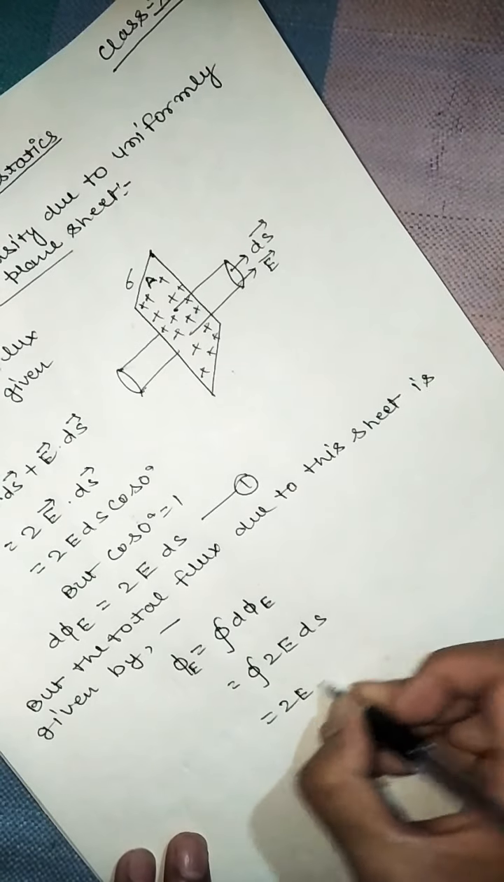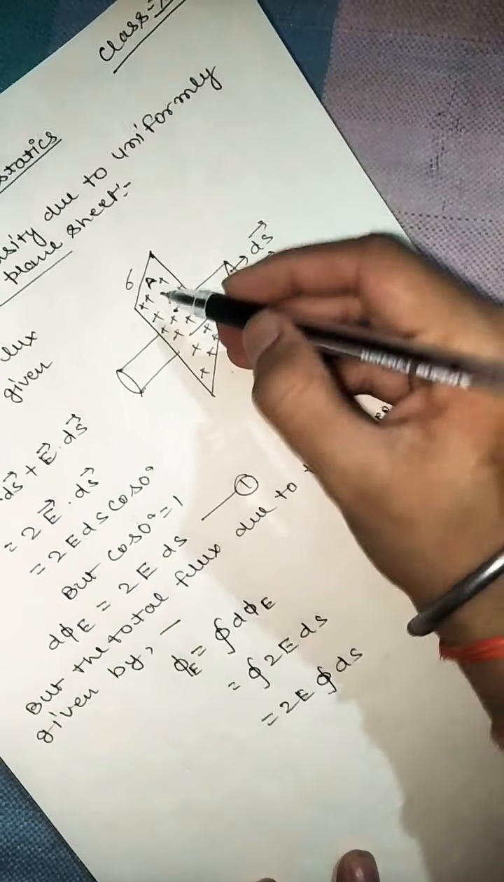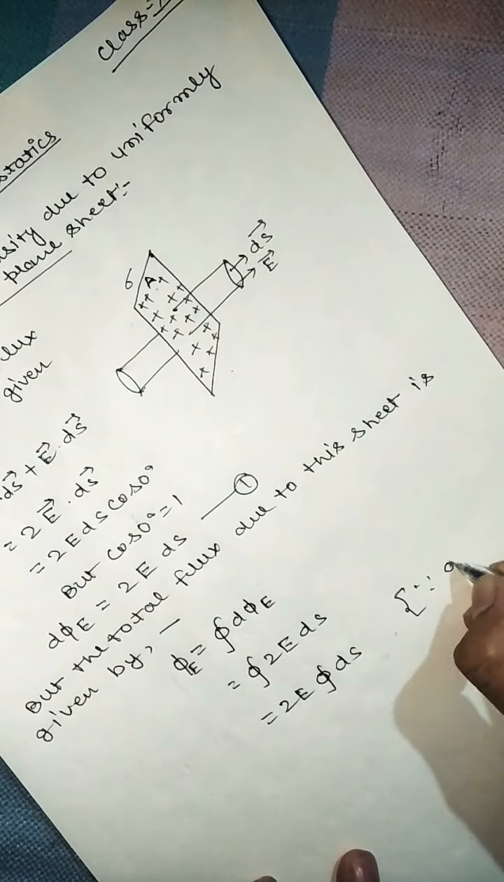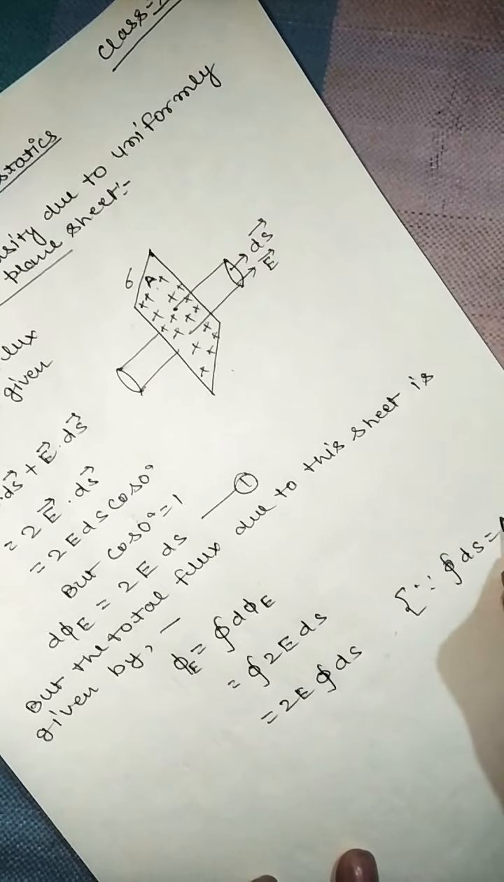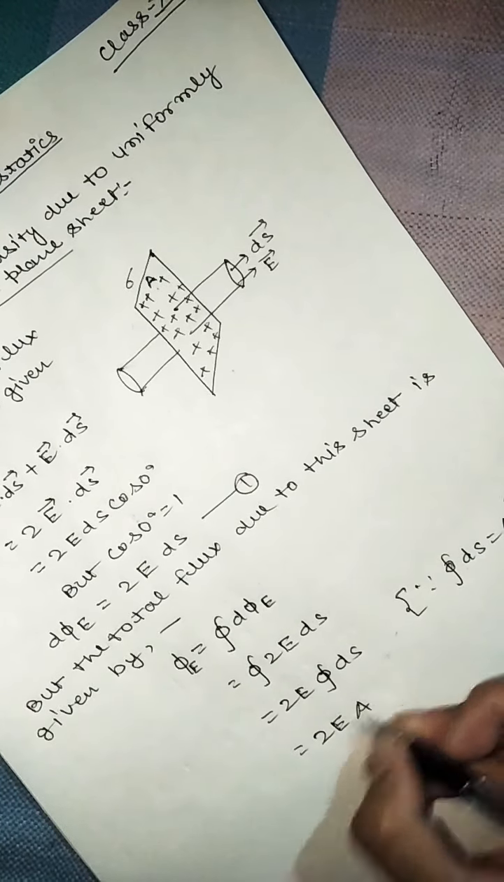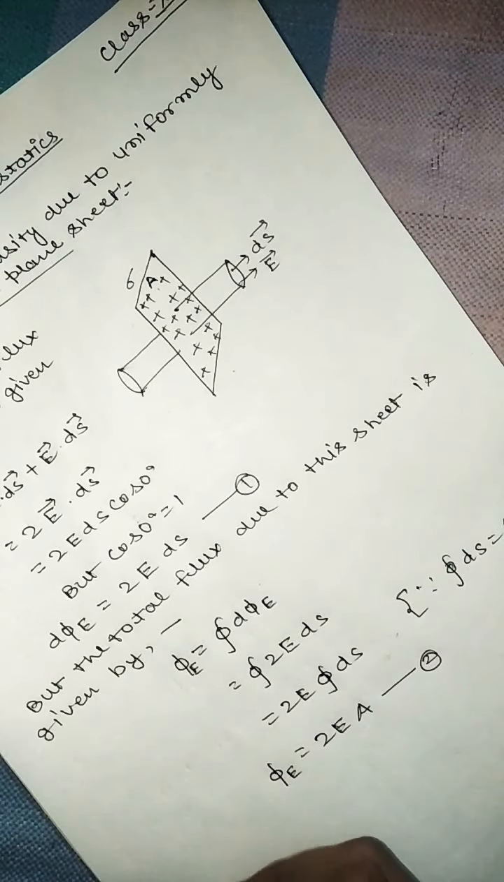2E can be taken out. This can be written as integral of ds. But what is the total area we have taken? We have taken it as capital A. So we are putting the value, phi can be written as 2EA. This one is equation number 2.